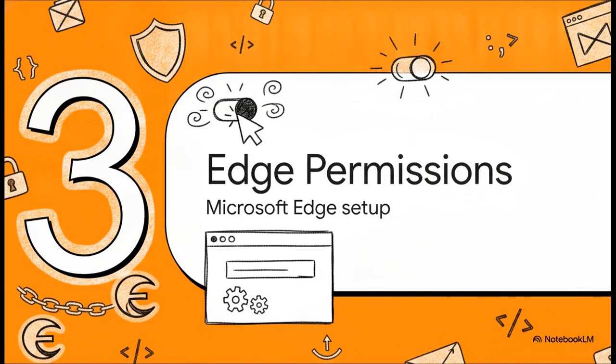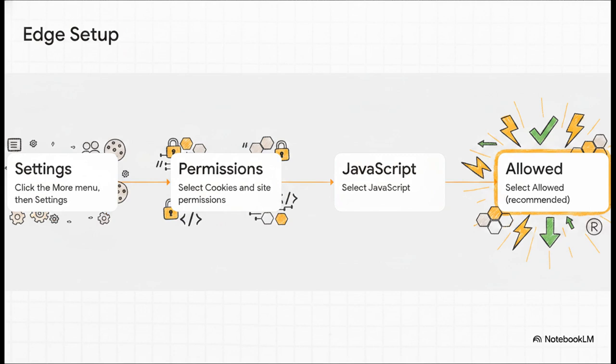Section 3, Microsoft Edge permissions. Now, if you're an Edge user, the path here is slightly distinct. You'll want to start by clicking the More menu and then Settings. Edge actually houses these controls under a section called Cookies and Site Permissions. Select JavaScript from there, and you'll easily spot the Allowed option. The browser even helpfully labels it in parentheses as Recommended. So just click that, do that page refresh we just talked about, and you are totally set.